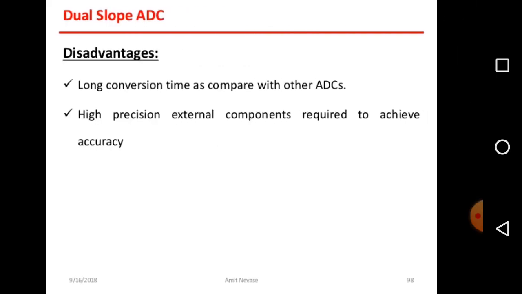Then what are the disadvantages of dual slope ADC? Long conversion time as compared with other ADCs. High precision external components are required to achieve accuracy.